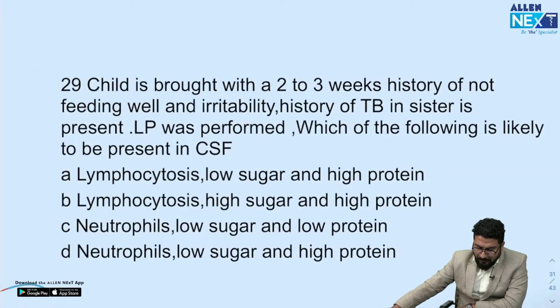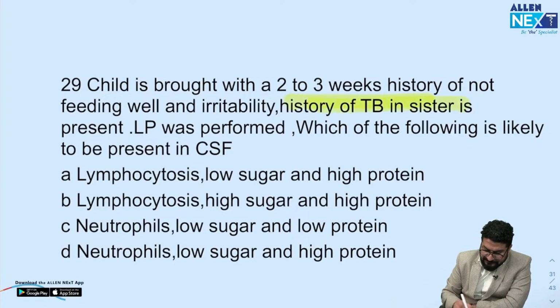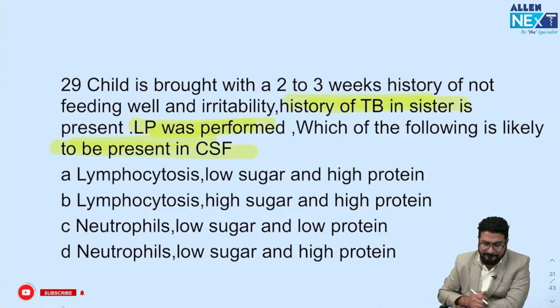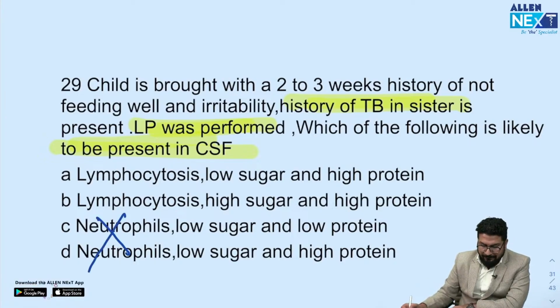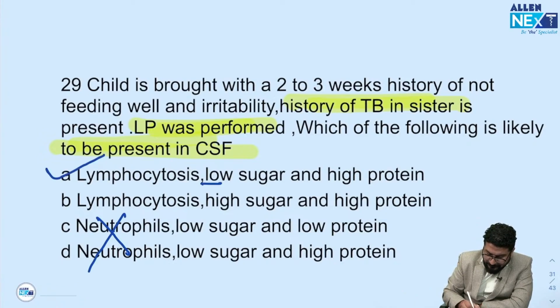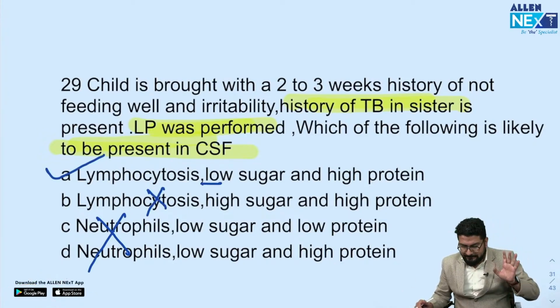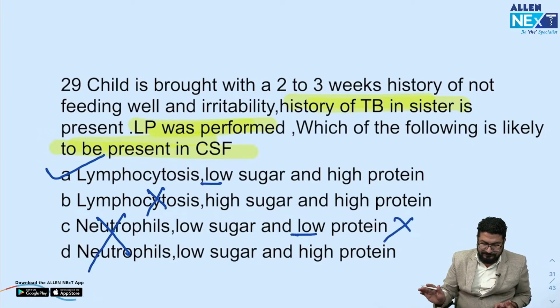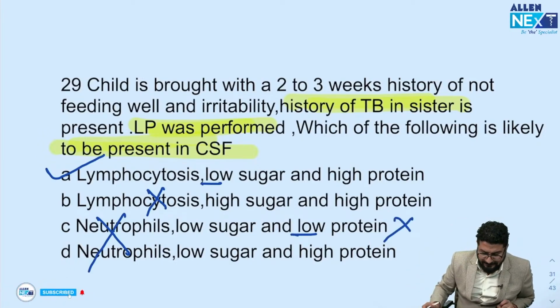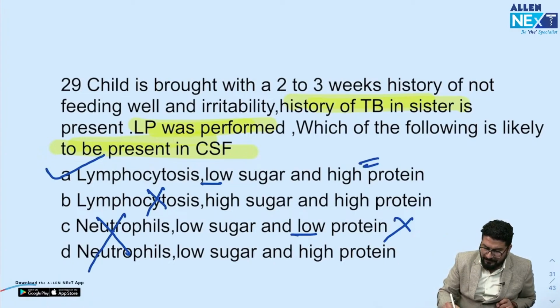Okay, a child is brought with a 2 to 3 weeks history of not feeding well and irritability, history of TB in sister. LP was performed, what is likely to be present in CSF? So they are asking what will be the findings. So remember, TB is a bacterium and it's a chronic infection. So lymphocytes are not ruled out; you have the option of lymphocytes. Now see, I told you bacteria love sugar. So they will eat all the sugar from the CSF, so you will see low sugar. So lymphocytosis, low sugar, and proteins will increase in any meningitis. So low protein is already ruled out. Remember, proteins and pressure will increase in all sorts of meningitis. So the answer will be lymphocytosis, low sugar, and high protein. And this type of CSF, what we call as cobweb CSF.